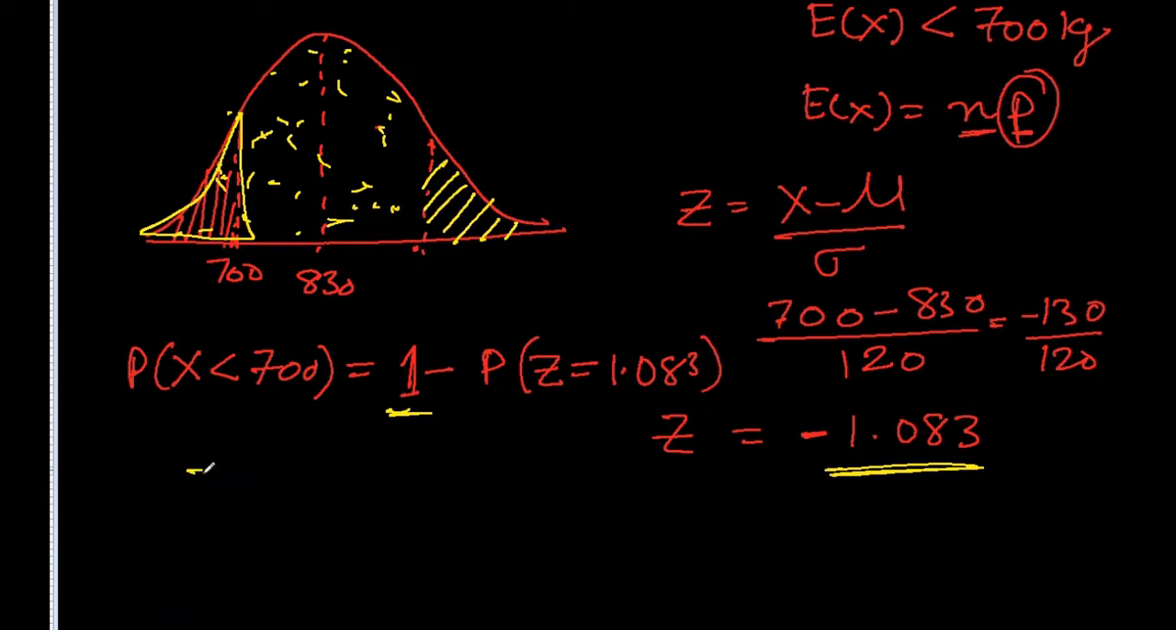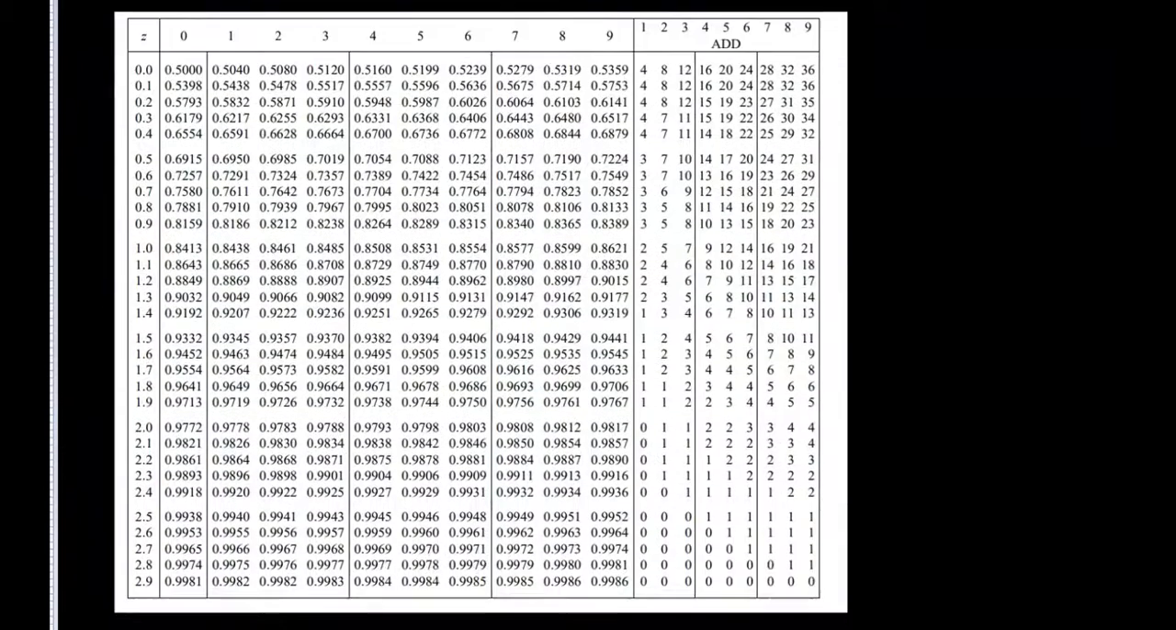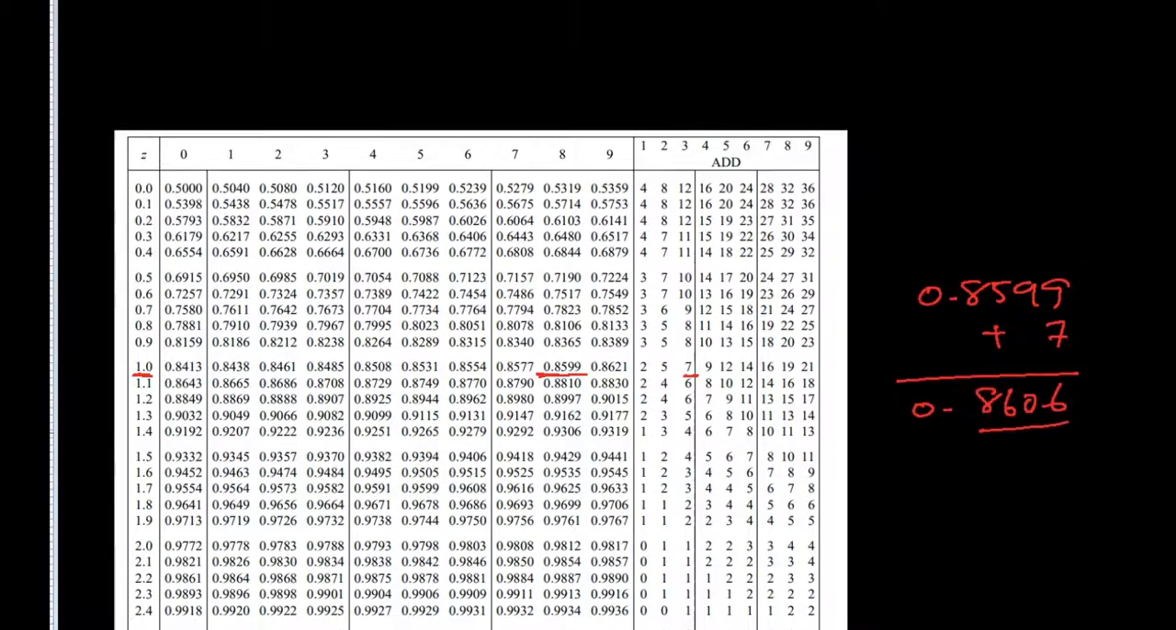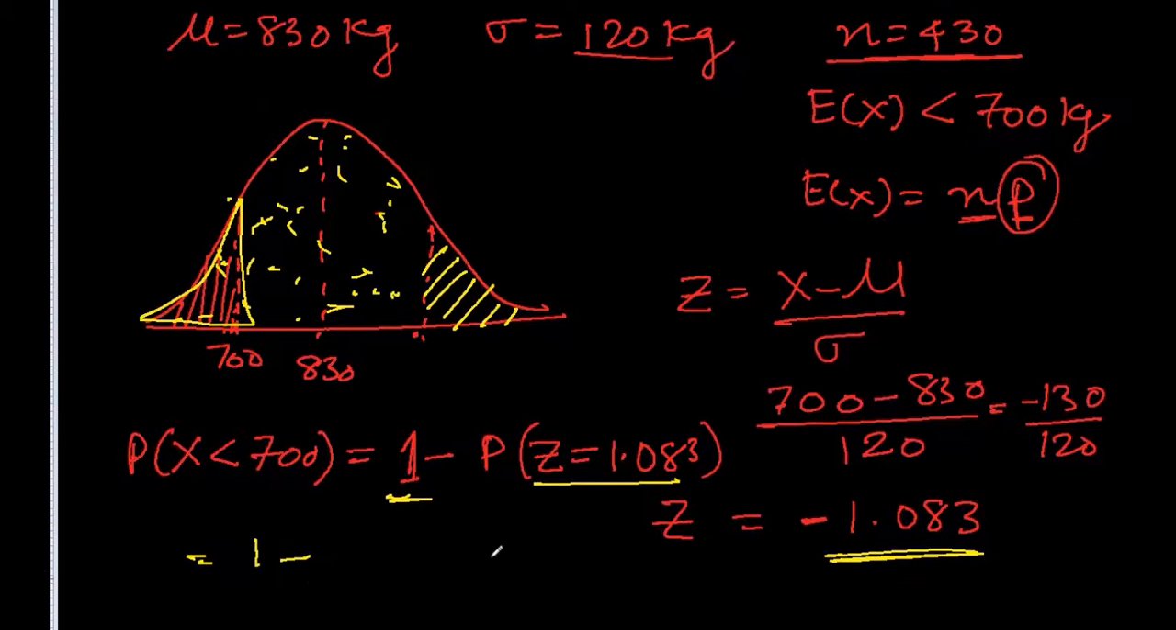So let's try to find out what the probability is when z is 1.083. Here it is. 1.083, it will be 1.0 is here. 8 will be here, 0.8599, and 3 will be 7. So plus 7, the last digit, it will become 0.8606. 0.8606 is the probability when z is positive 1.083.